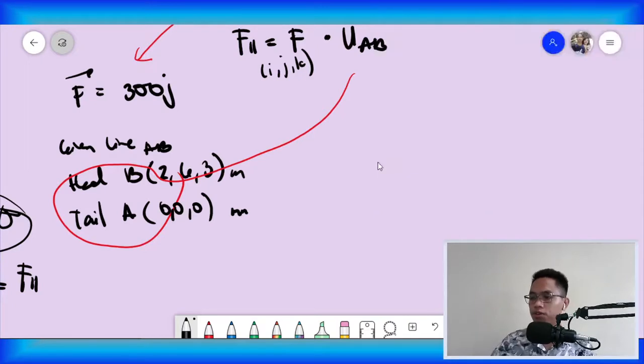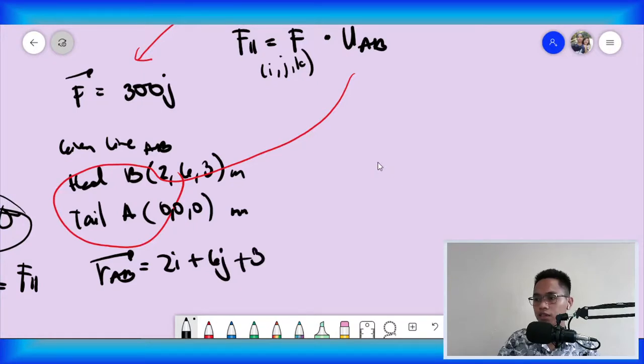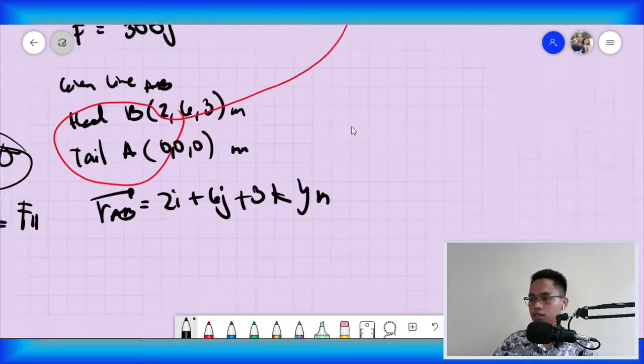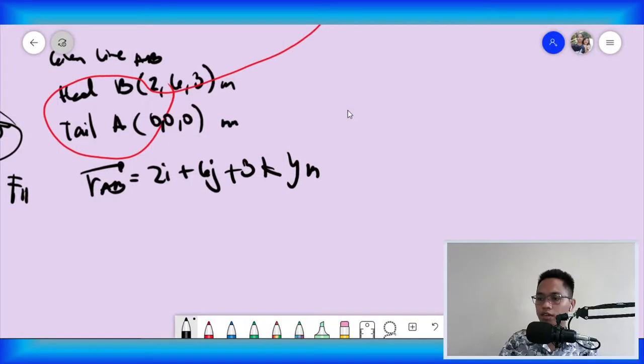Alright. So, let's solve for RAB. RAB is just head minus tail. So, this would be 2i plus 6j plus 3k, because again, 2 minus 0 is 2, 6 minus 0 is 6, 3 minus 0 is 3. So, this would be in meters. Now, what is the distance AB? We need it for the unit vector.